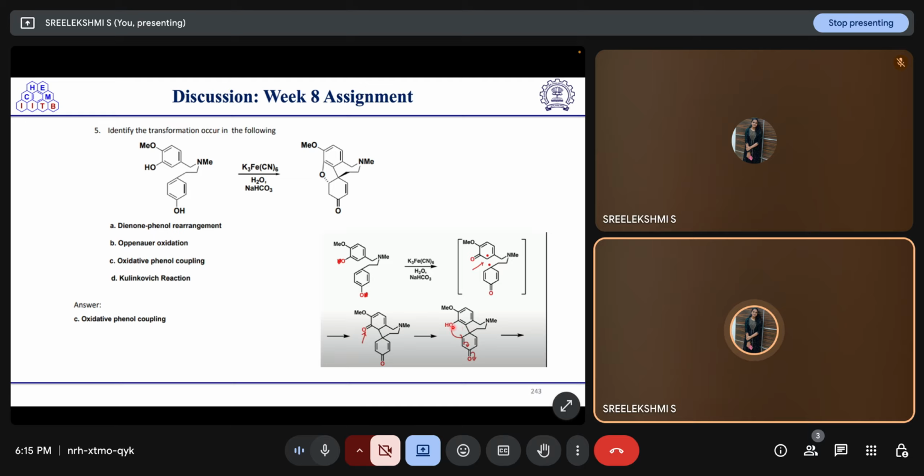And then what can happen? Once this aromaticity is retained, this oxygen lone pair can attack over this center. Then this will come over here, this will go, and only this bond will remain, giving this product. So the correct answer is oxidative phenol coupling.